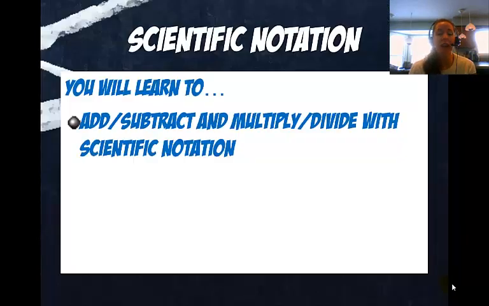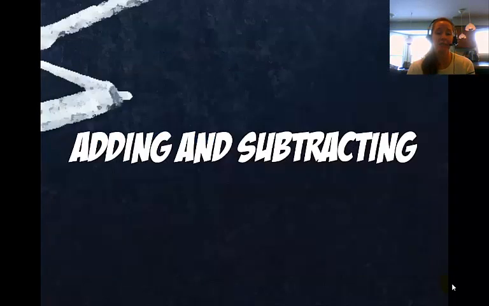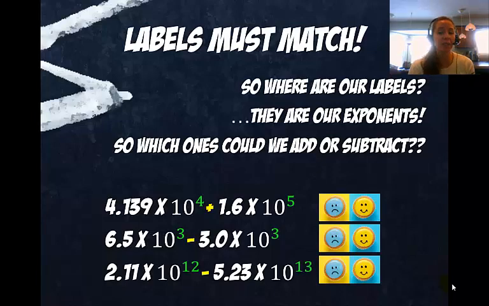Today you're going to be learning about adding and subtracting with scientific notation as well as multiplying and dividing. So with adding and subtracting, there are different rules than multiplying and dividing. With adding and subtracting, our labels must match. So where are our labels, right? Well, our labels are our exponents, 10 to the 4th, 10 to the 5th, 10 to the 3rd, and so on. So which ones here could we add or subtract?